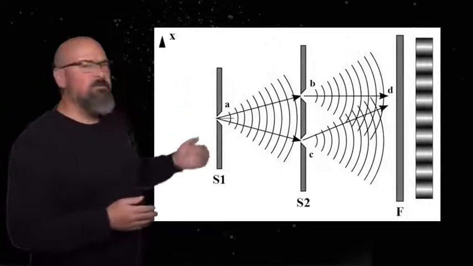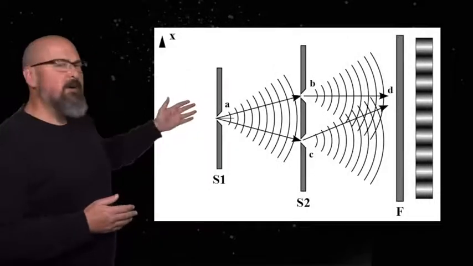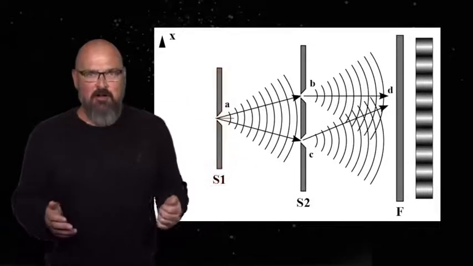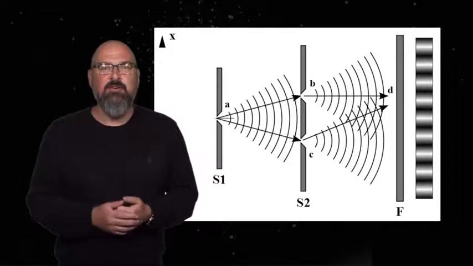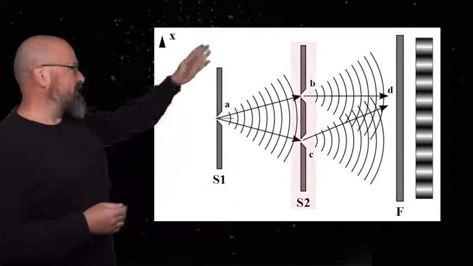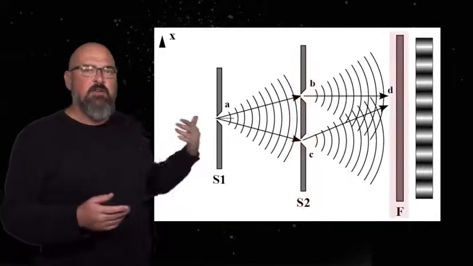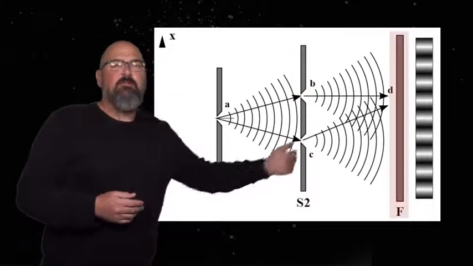And here's how it worked. You have a screen here at S1, and there's a pinhole providing a source of light. Thomas Young actually used sunlight. He didn't have electricity yet. The light illuminates a second screen, S2, with two parallel slits. And then this is projected onto a screen on the back here.